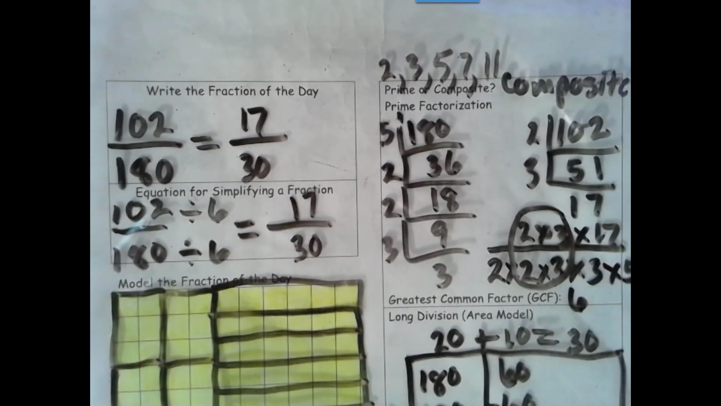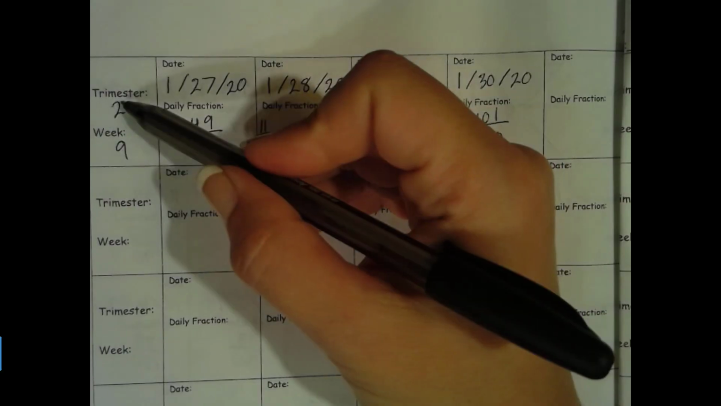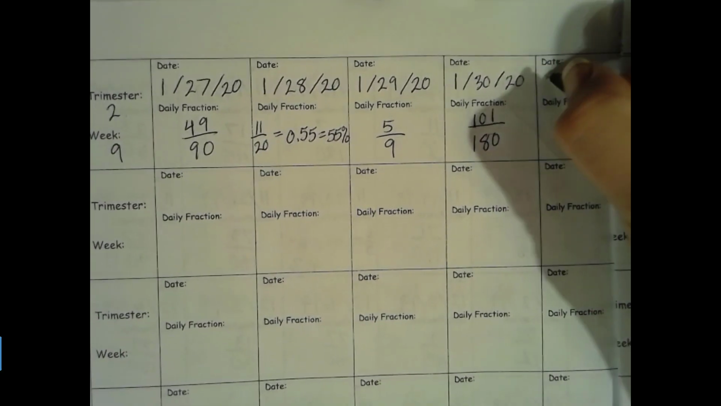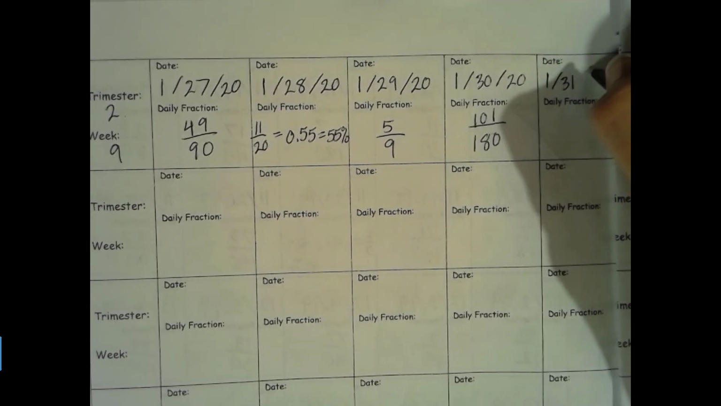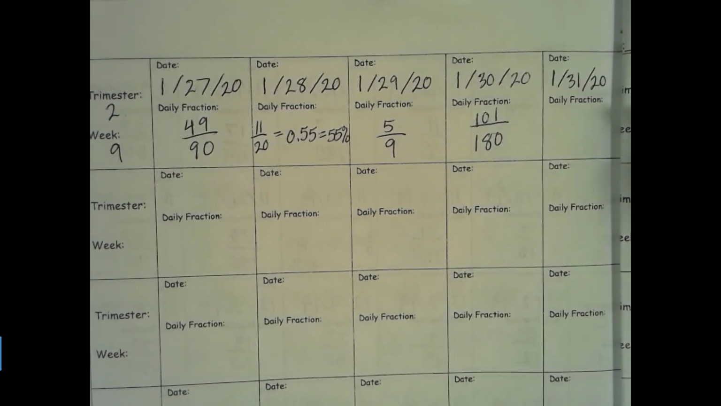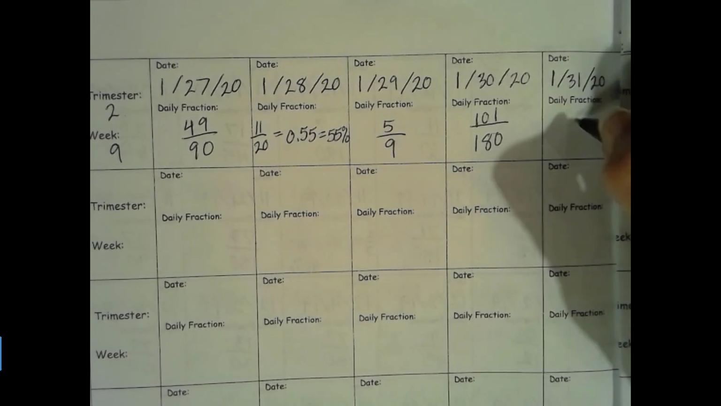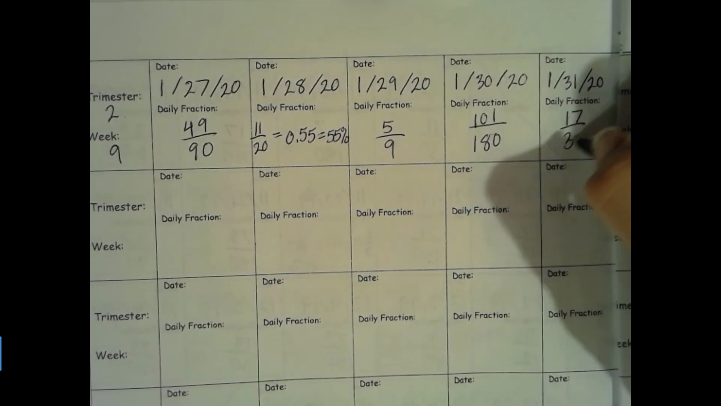All right, let's go ahead and fill in our data collection page. Okay, trimester 2, week 9. Today is 1/31/2020, and our fraction for today is 17/30.